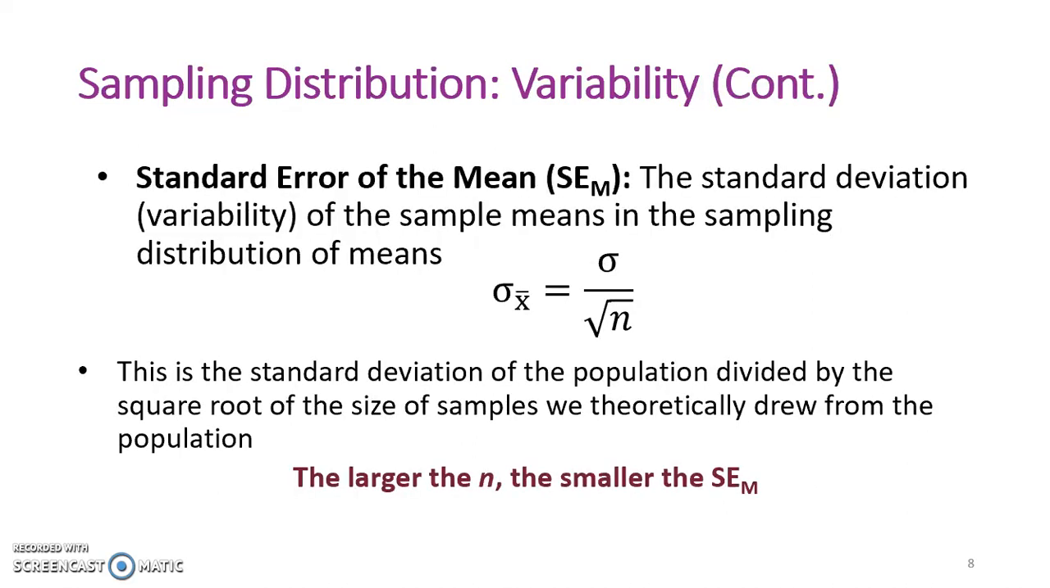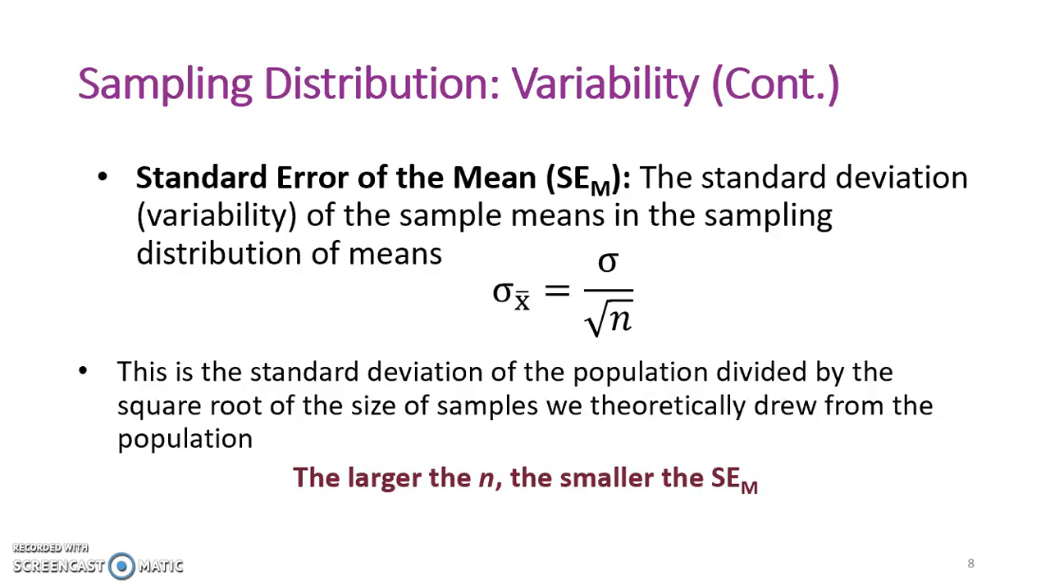The standard error of the mean is a way to characterize the sampling error. The standard error of the mean is the standard deviation of the sampling distribution of means. The standard error of the mean is calculated by dividing the standard deviation of the population by the square root of the size of the sample we theoretically drew from the population.